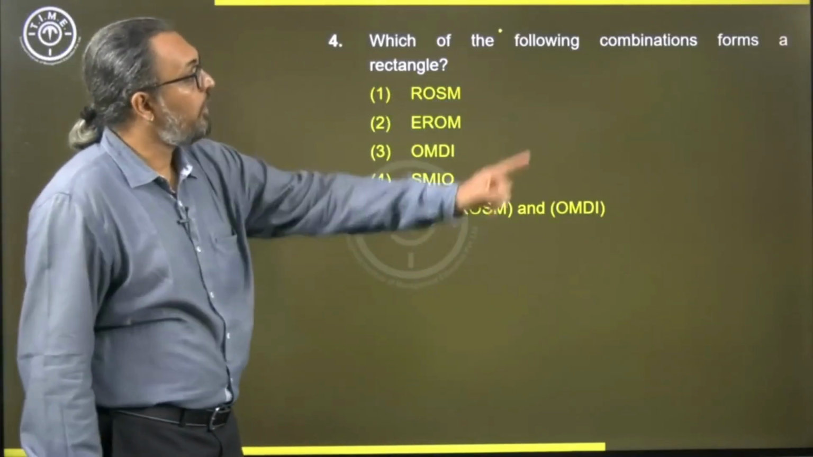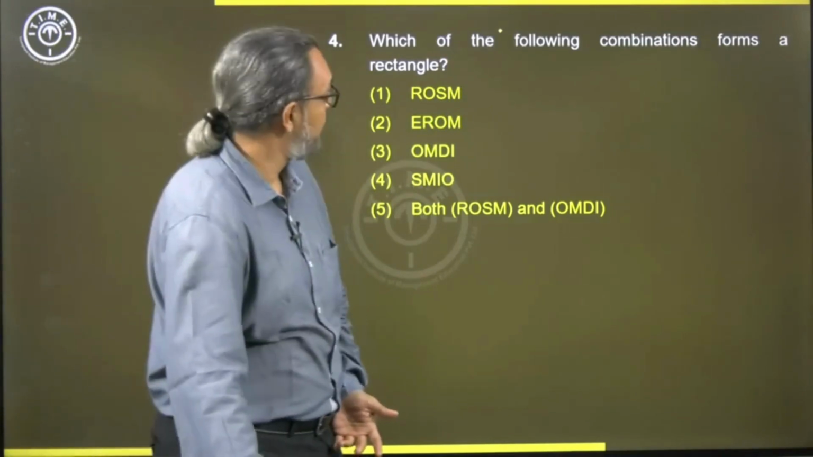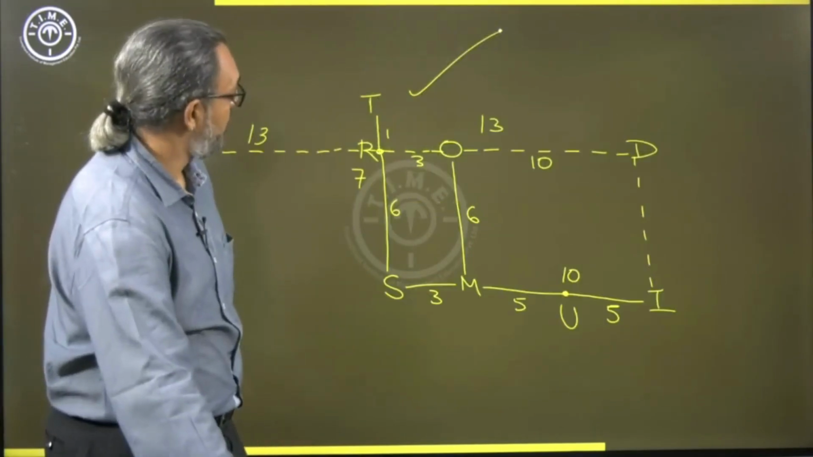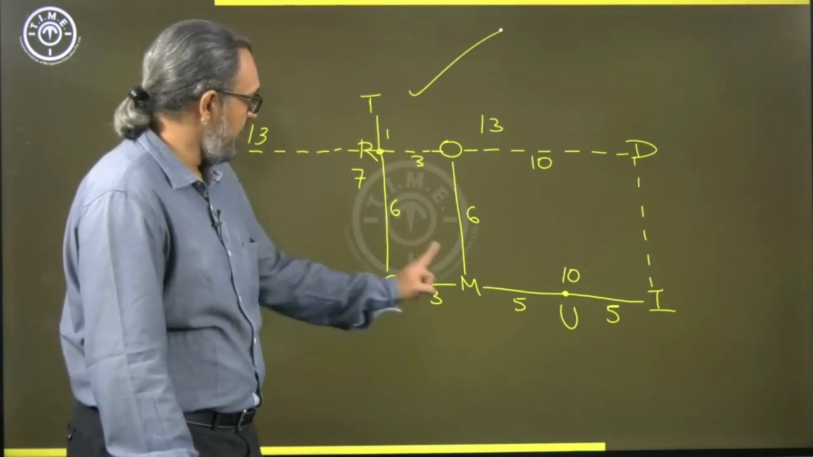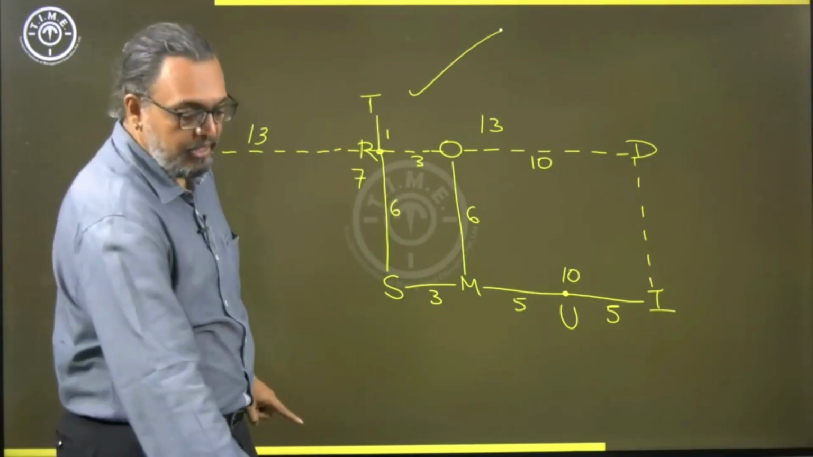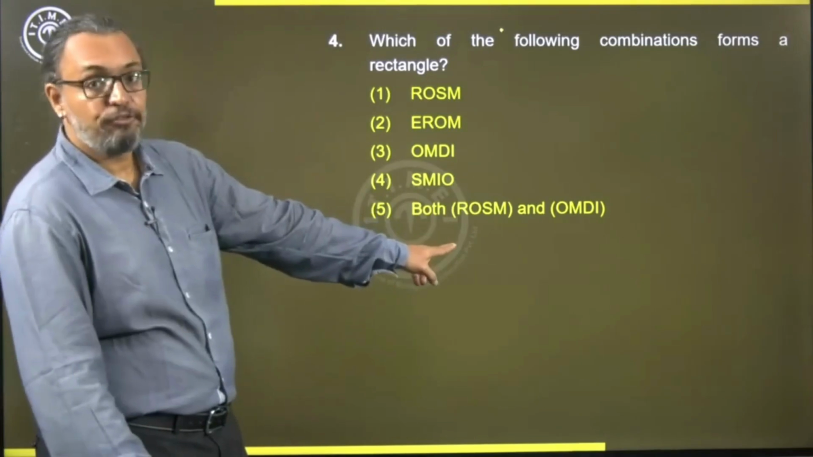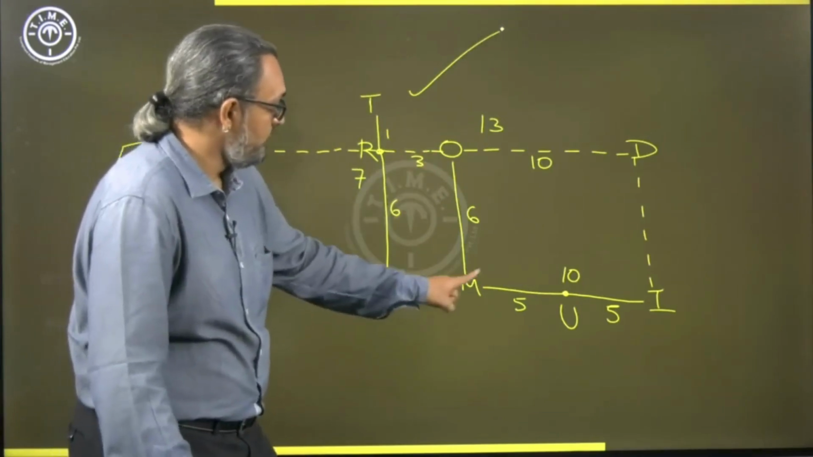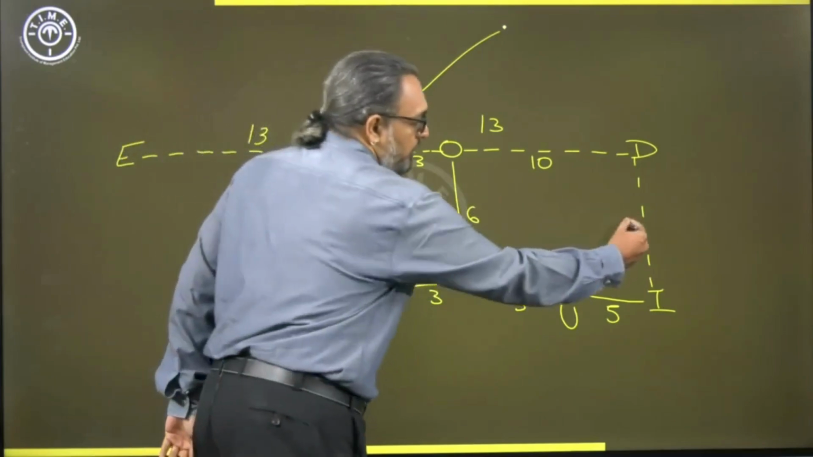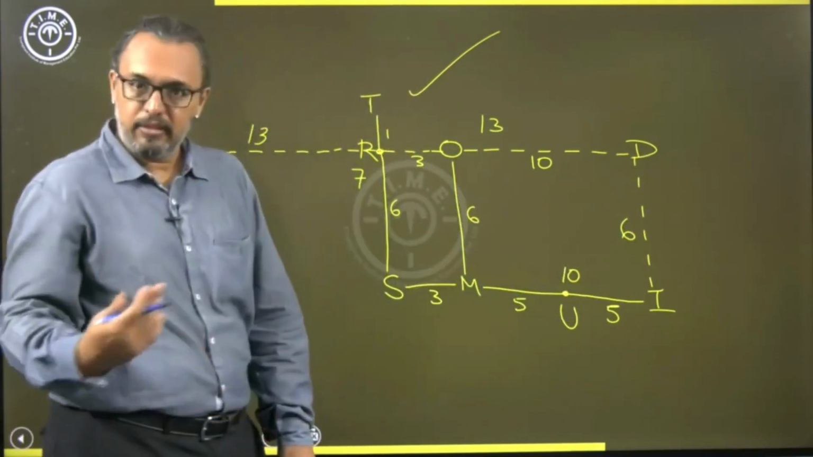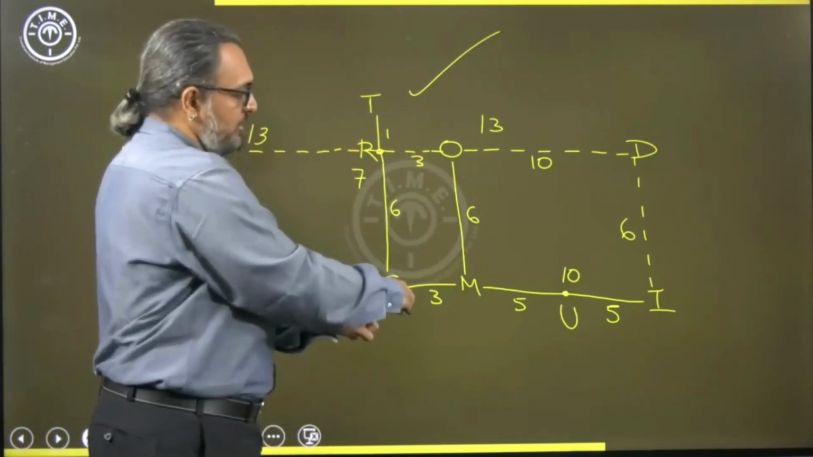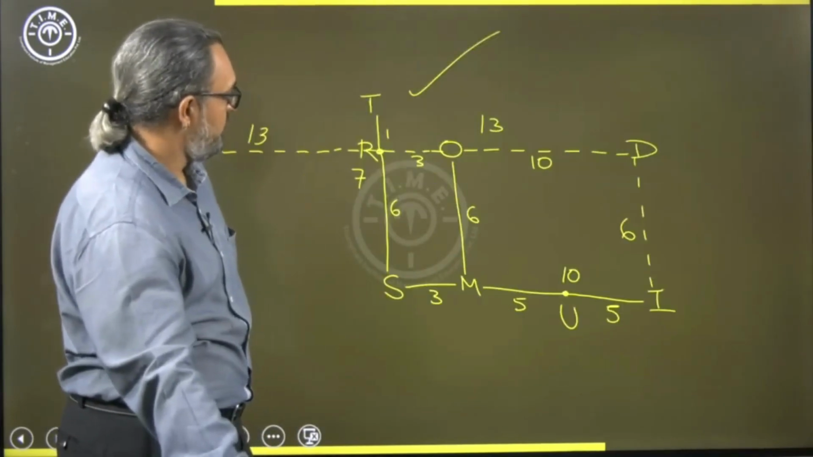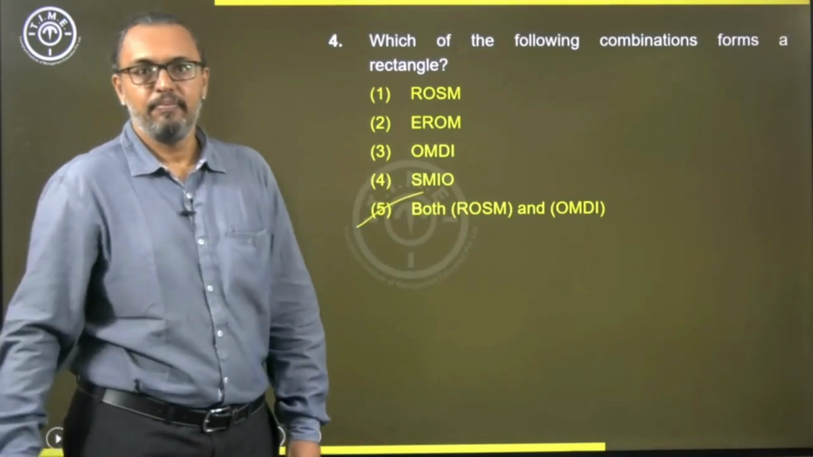Yes. Now see, which among the following combinations form a rectangle, he says. Okay, let's see. A rectangle. Let's go through the options, that would be better. ROSM. Let us check. ROSM. Yeah, we definitely get a rectangle. Correct? So, you also have the fifth option that says ROSM and OMDI. So OMDI, let us check that also. OMDI, correct, that is also there because you have 10 and 10, 6 and 6. That is also a rectangle, correct. So it is ROSM and OMDI. These are the two rectangles that you get. Okay, so it is option 5.